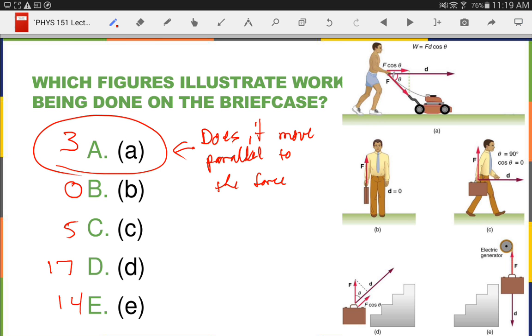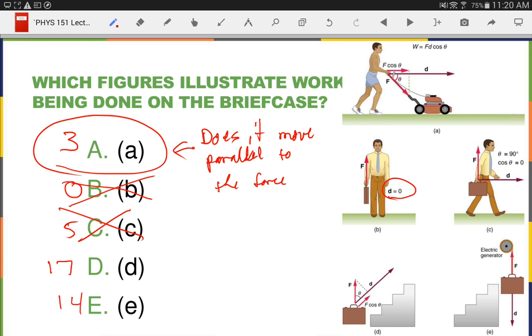Okay, going next to Bridget. For picture B, does it move parallel to the force? No, because distance is 0. Hence, it couldn't be that one, and everybody got that one right. No motion means no work. Okay, Cassie, C, does it move parallel to the force? No. She says no, why not? They're perpendicular. If they're perpendicular, there's no components parallel. That's the definition of perpendicular. And so that one there was wrong.